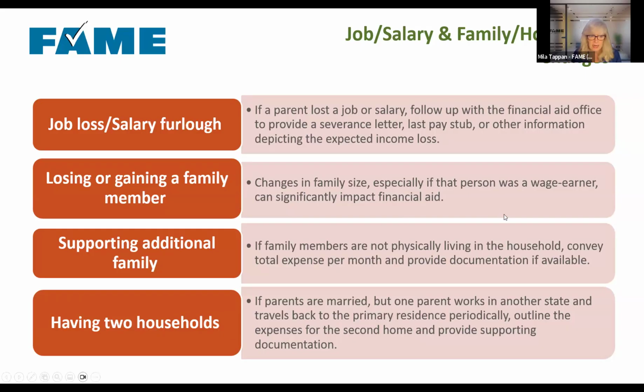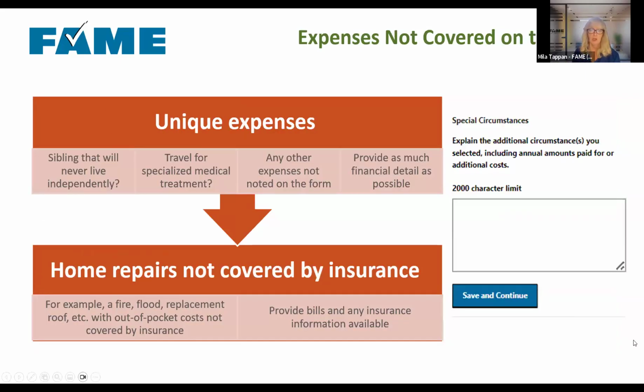So then on the next slide, we want to talk about those expenses that don't show up on the form at all. So, we sometimes will have situations, and these are just some examples, of a sibling who won't be able to live independently. Maybe they are older, but they aren't able to work and financially support themselves. So what does that mean to the family budget? Travel for specialized medical treatments. I talk about this when we're talking about the FAFSA as well.